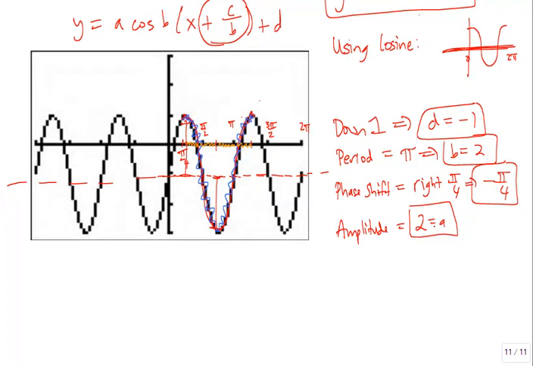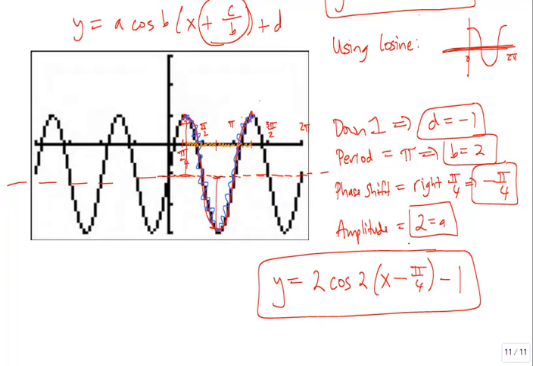So let's just put it all together. My equation will be y equals, the amplitude's 2. I'm using a cosine. My b is 2 because we had a period change. We cut it in half by 2. I did have a phase shift, so I need an x minus pi over 4. And then we had that vertical shift down 1. So putting it all together gives me that.